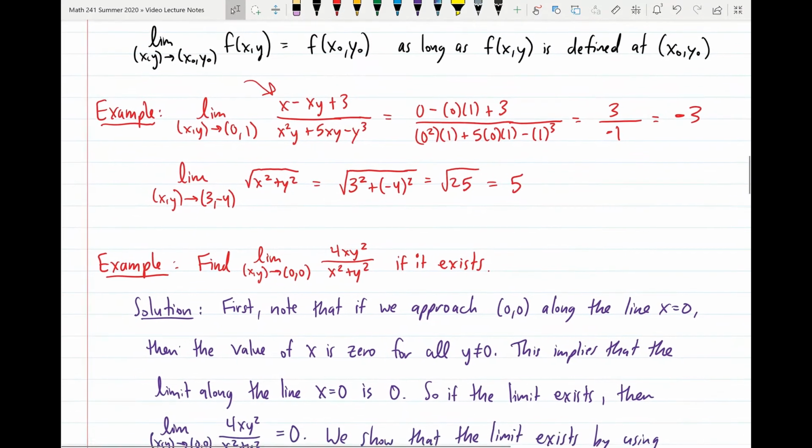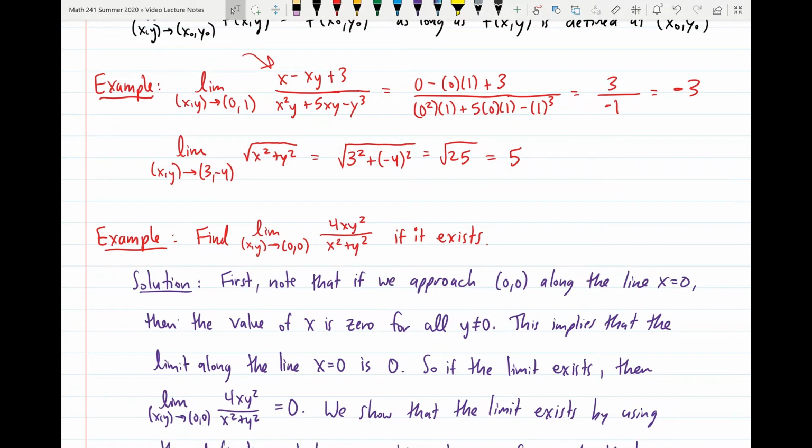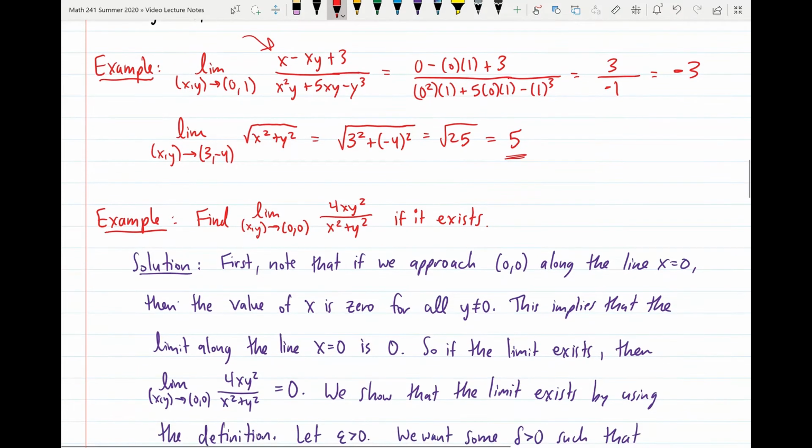And then another example of this same concept. Here the function is the square root of x squared plus y squared, and we're going to take the limit as xy goes to 3, negative 4. Then we can start off by just seeing what happens when we plug in 3 and negative 4 for x and y respectively, and we end up getting the square root of 25, which is equal to 5. So because the function is defined when we plug in 3 and negative 4, the limit as xy goes to 3 and negative 4 of our function is going to be equal to 5, the value we get when we plug in 3, negative 4 to the function.